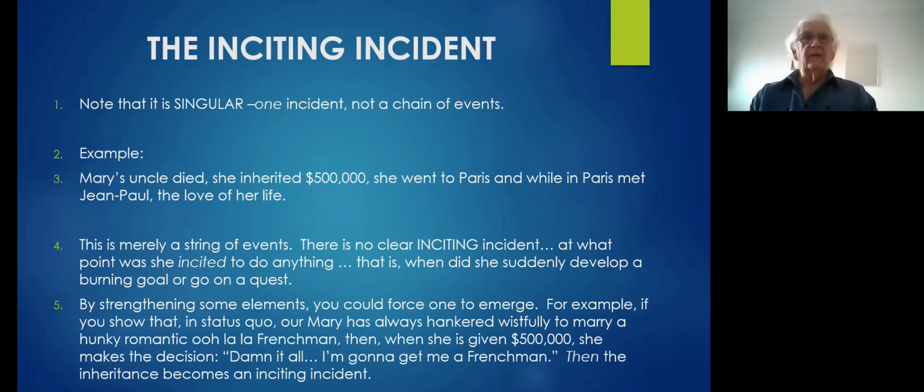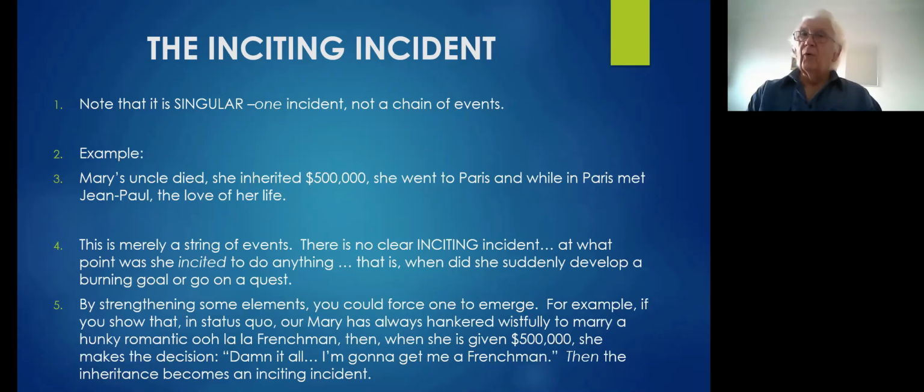Here's a chain of events. Mary's uncle died. She inherited 500,000. She went to Paris, and while in Paris met Jean-Paul, the love of her life. It's merely a string of events. Take a good look. There's no clear inciting incident. At what point was she incited to do anything? It just happened. She didn't form a goal. She didn't suddenly develop a burning goal or go on a quest.